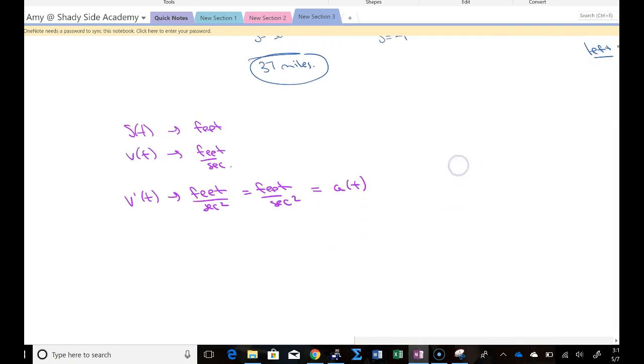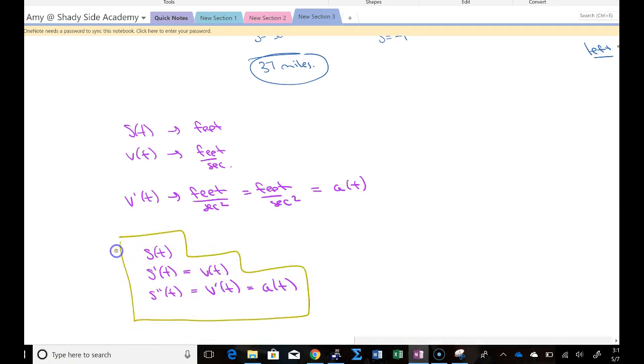So if you want to put this all together, in the world of rectilinear motion, the position function is obviously the position function. S prime of t equals v of t, and S prime prime of t, which equals v prime of t, equals the acceleration function. This is kind of the way things roll in our world of just rectilinear motion.